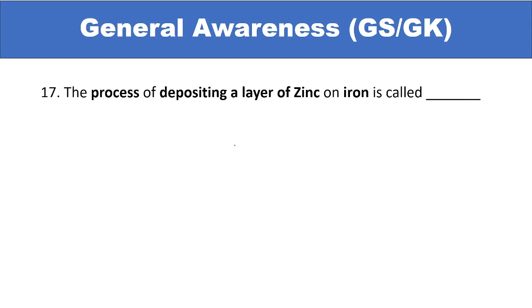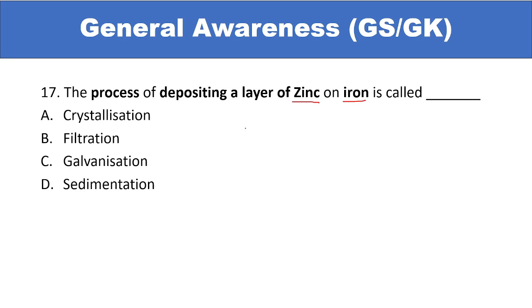Next, the process of depositing a layer of zinc on iron is called, options: crystallization, filtration, galvanization, sedimentation. The process of depositing a layer of zinc on iron is called galvanization. There is another way of asking the same question: the process of depositing a dash layer on iron is called galvanization. Then the answer should be zinc. Whenever there is galvanization, remember zinc is coated on iron. Why we coat this is to avoid rusting.